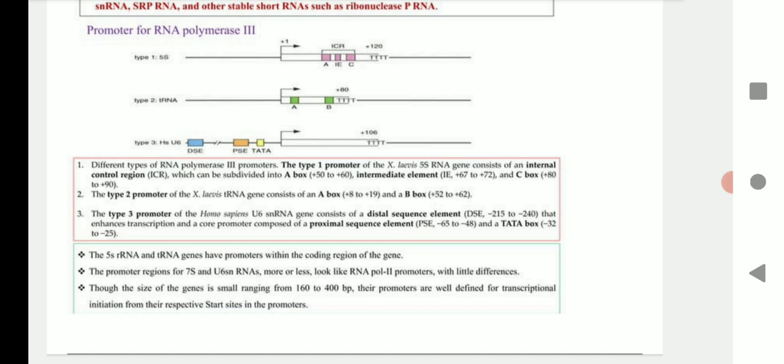The 5S rRNA and tRNA genes have a promoter within the coding region of the gene. It's unusual. It is found in the coding region. The promoter region for 7SK and U6 snRNA looks more or less like the RNA polymerase II promoter with little differences. Though the size of the gene is small, ranging from 160 to 400 base pairs, their promoters are well defined, and transcription initiates from the respective start sites in the promoter region.